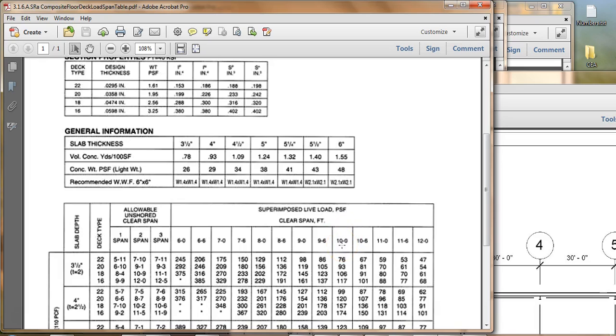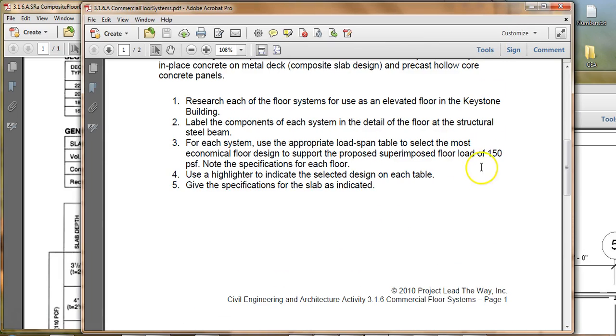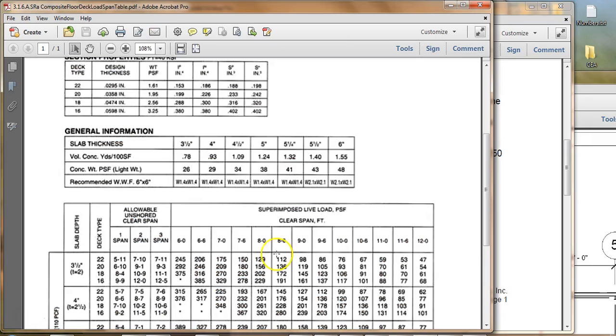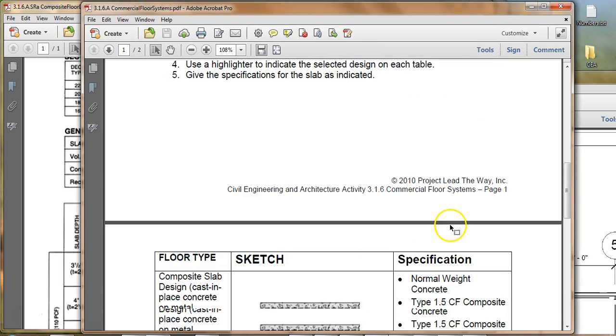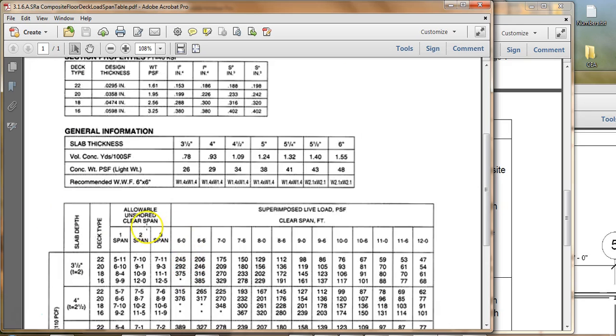And we said we're going to be using 150 PSF. So we're going to look this up on the table here, just like we did on the PowerPoint. Then you'll also need to look up here to see what size of welded wire frame you need, and then you'll be filling those in on here. Don't forget to check the unshored clear span. Remember, that's the part we checked right here. This is just like the PowerPoint.